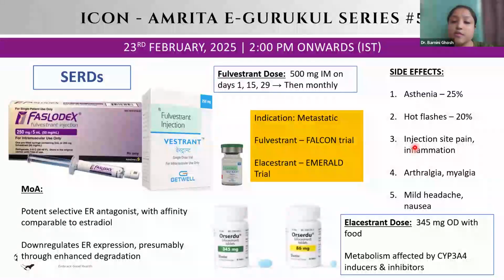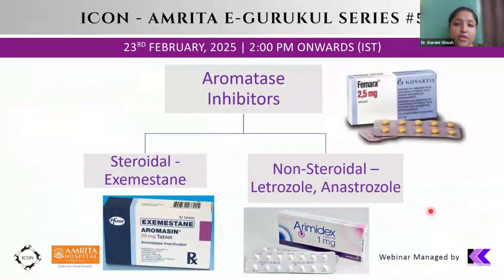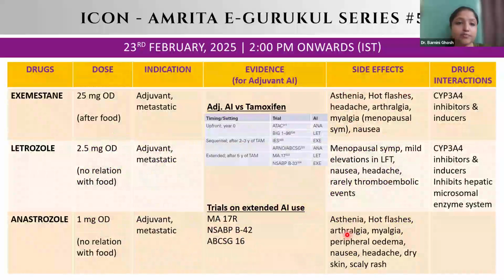In addition, fulvestrant may cause injection site pain and inflammation. There also may be mild headache and nausea. Then the next set of drugs, the aromatase inhibitors, they may be steroidal or non-steroidal. Exemestane is the steroidal aromatase inhibitor available as 25 mg tablets, and the non-steroidal AIs are letrozole and anastrozole. Letrozole is available as 2.5 mg tablets and anastrozole as 1 mg tablets.